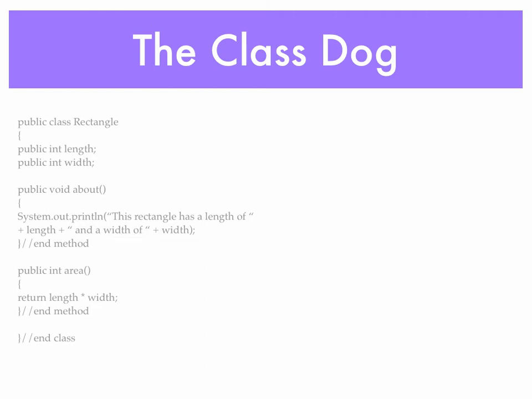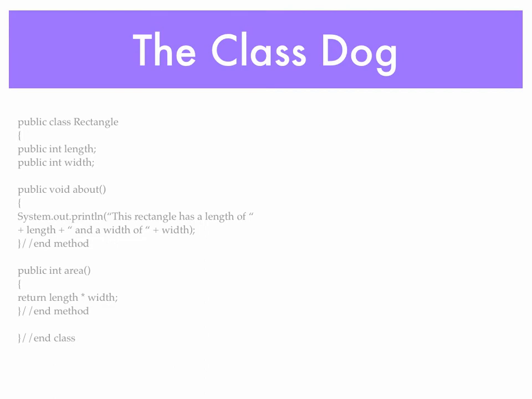Here I have a method about. It's a void method, returns nothing, it's public, it has no arguments passed to it. And what it does is it simply prints out the string "This rectangle has a length of" and then the value of length, the string "and a width of" and the value of width. Now it returns back, it prints out the length and width of the instance of the class Rectangle that calls it.